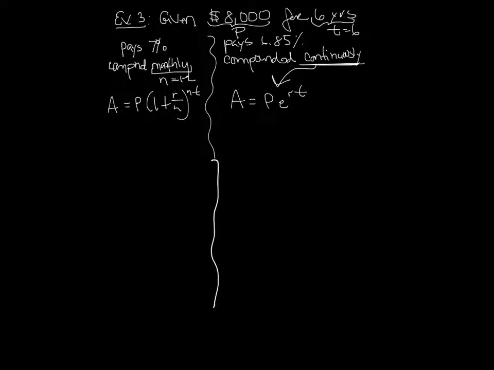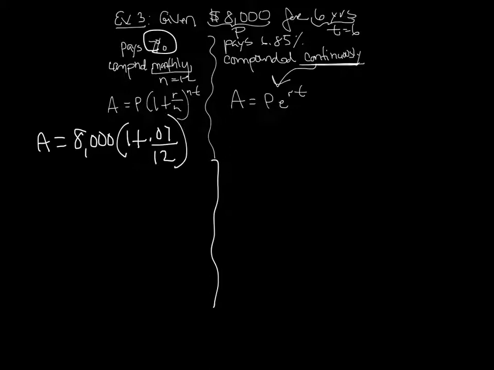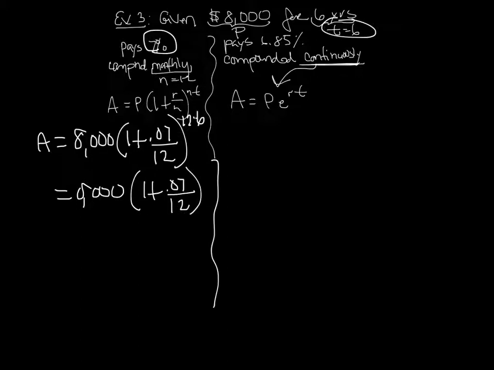So let me make this a little bigger. So we have A equals P, our P is 8,000, times 1 plus r, so our r is 7% or 0.07, divided by n, and our n is 12. So 12 times, and then we leave it for 6 years, so it's 12 times 6. So what do we have? So $8,000, and let me just write this out, (1 + 0.07/12) all raised to 12 times 6, which is 72.